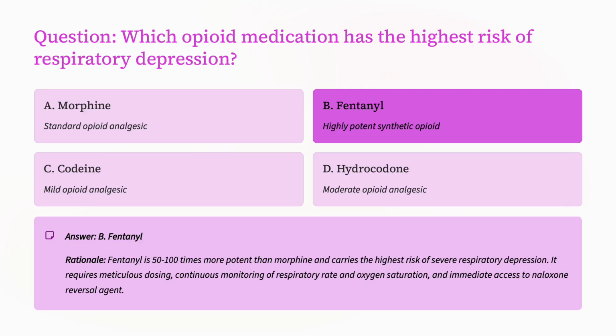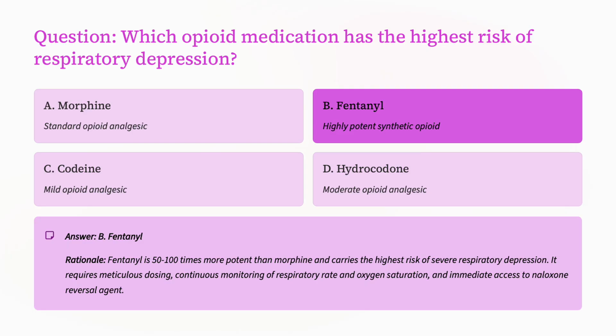They all cause respiratory depression. So you just have to know and be familiar with these medicines. And so which one is the most severe? Morphine is our standard. Codeine is very mild. Hydrocodone is higher than morphine or codeine. But fentanyl is the highest. It is a synthetic opioid. It is the strongest. It is the one people overdose on more. And so that would be the best answer because it has the highest risk of depressing respirations.